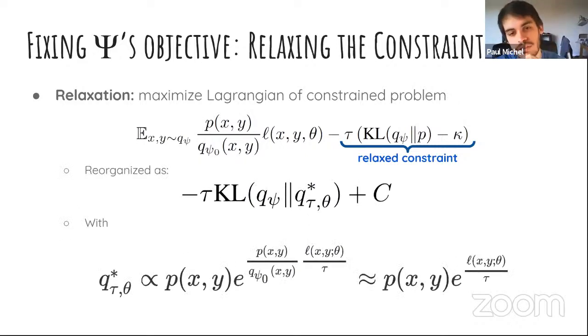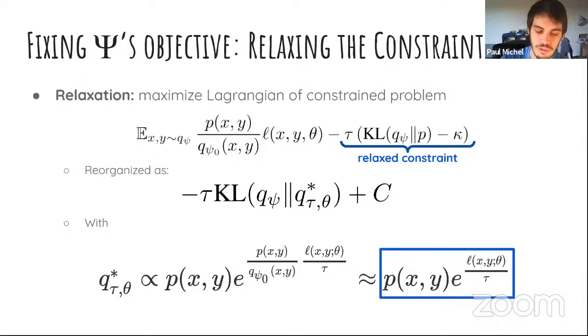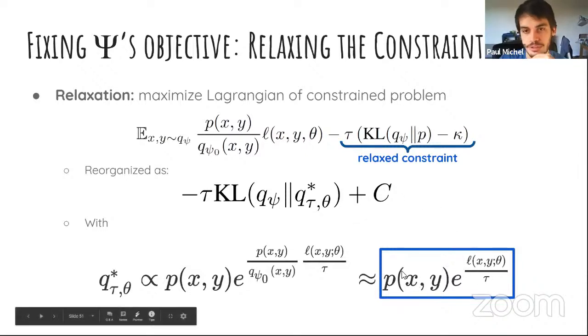We can reorganize this, and the resulting objective has a nice interpretation. It's actually another KL divergence between the adversary, psi, and some distribution that we call Q star, which is more or less equal to the data distribution P modulated by the exponentiated loss of the model. Essentially, it's a distribution that assigns a little bit more weight to examples that have a high loss under the model. And here, this hyperparameter tau is the weight of this penalty.